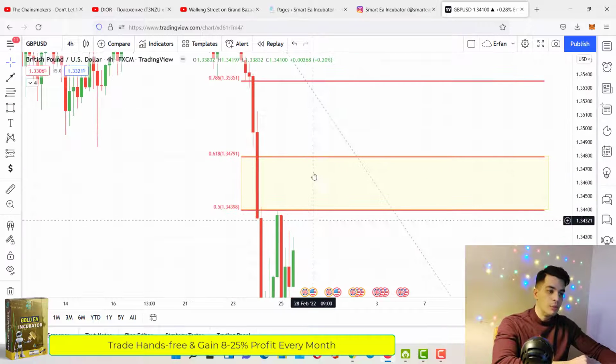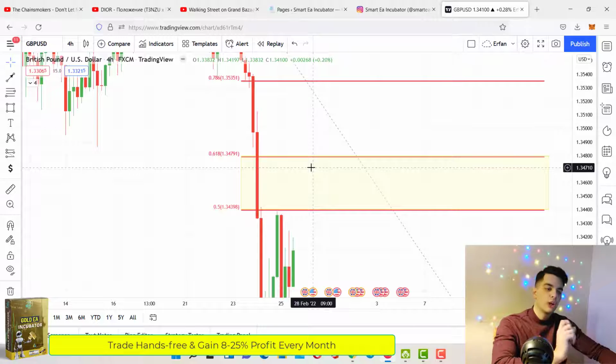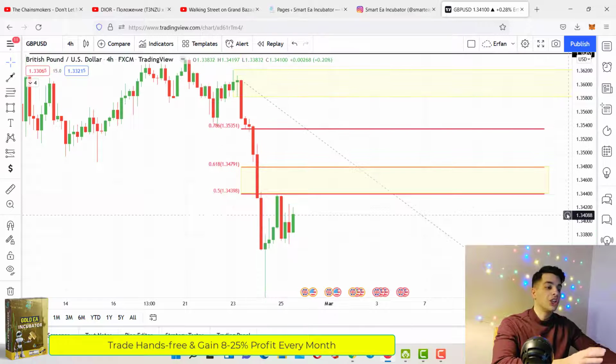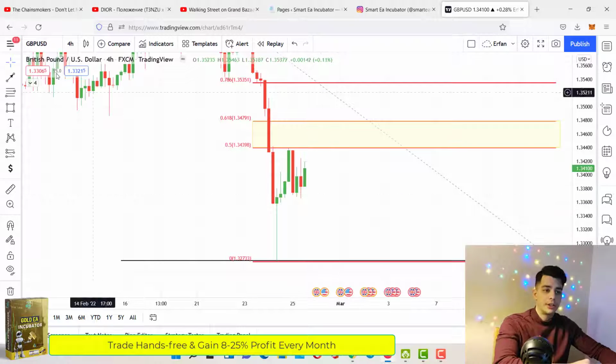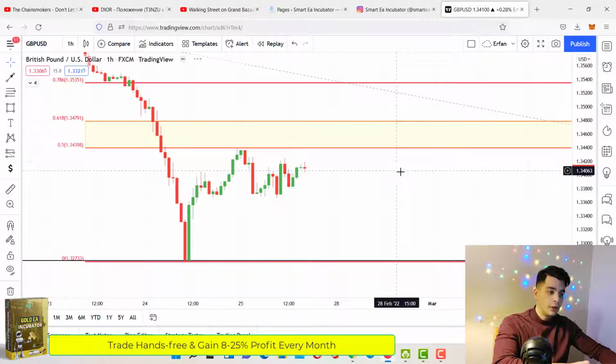If it breaks above this level, it means that the market is trying to create higher highs and higher lows, and it wants to change the direction of the market. Otherwise we just get a short momentum here, and then we can just sell the market around this area. So that was the 4-hour time frame.